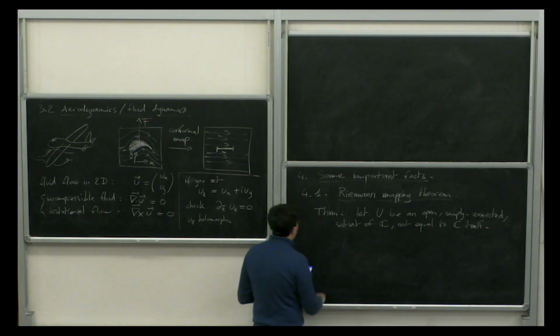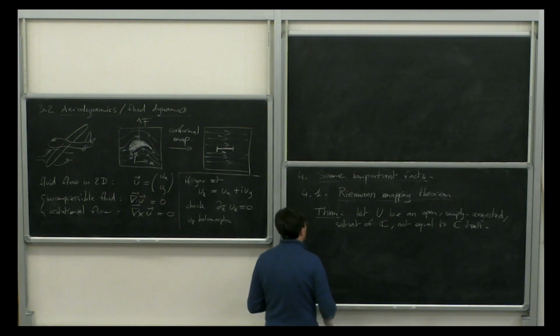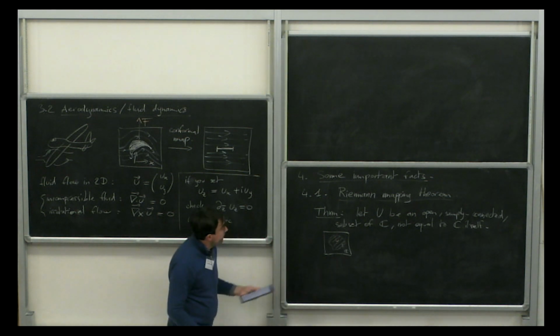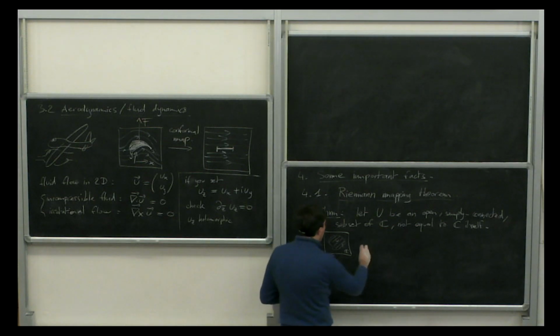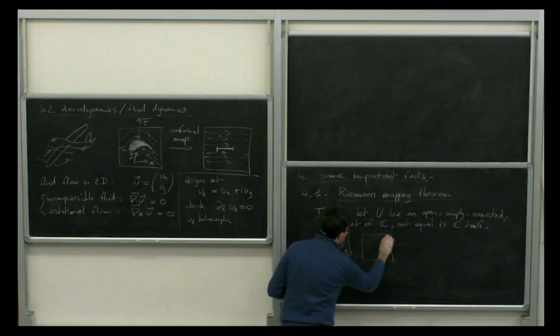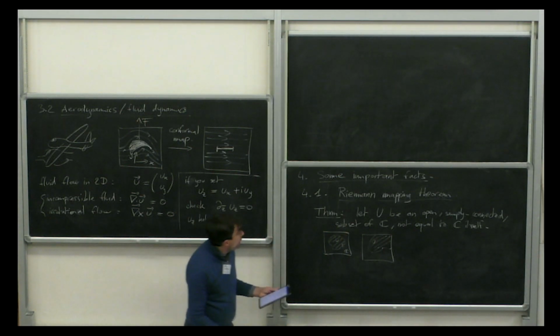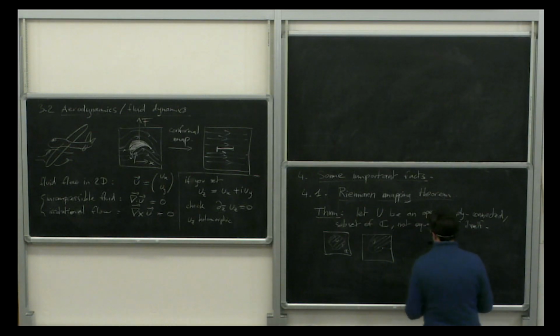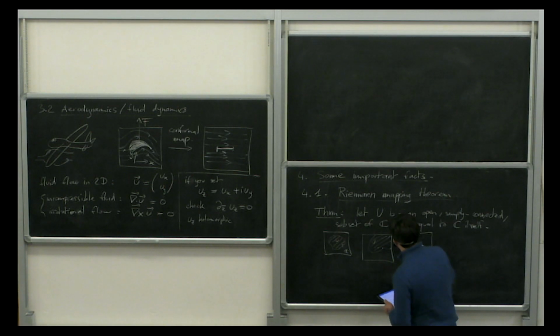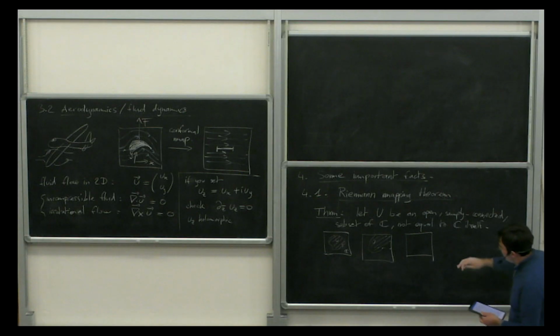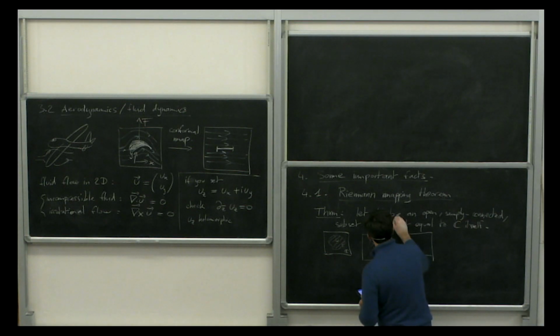So what you should have in mind here is, you could have the plane C here, and then U could be some domain like this. Some domain that's simply connected, but the theorem also covers the cases where U goes to infinity. So U has a component that goes to infinity. And actually you have to think of C as being compactified, so this includes the point at infinity.